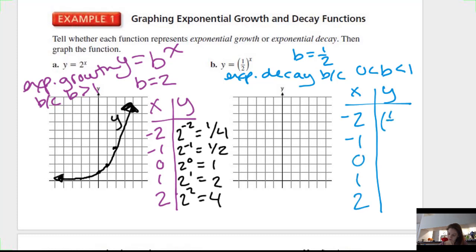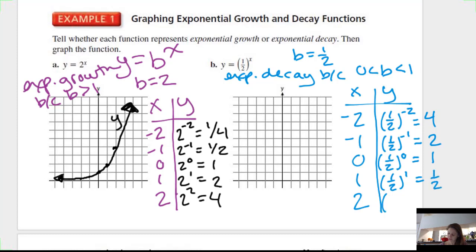So we have 1/2 to the negative 2 power. It's really 2 squared, which is 4. 1/2 to the negative first power is 2. 1/2 to the 0 is 1. Anything to the 0 power is 1. 1/2 to the first is 1/2. 1/2 to the second is 1/4.